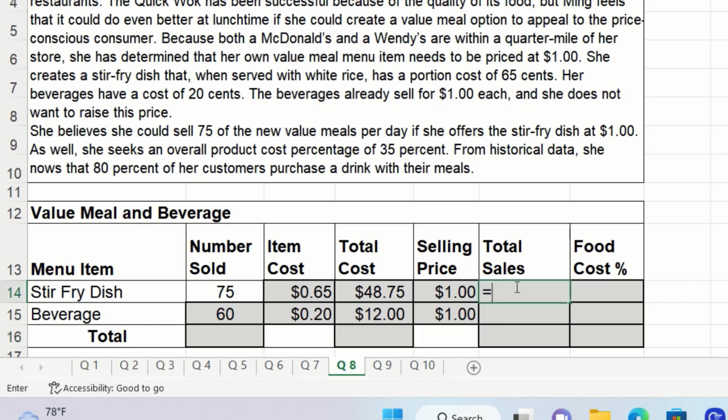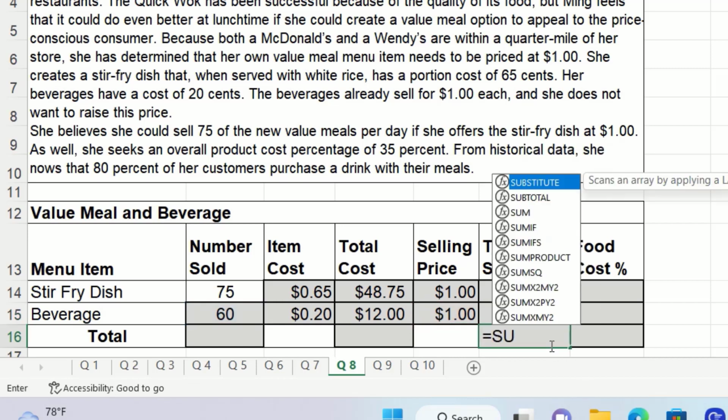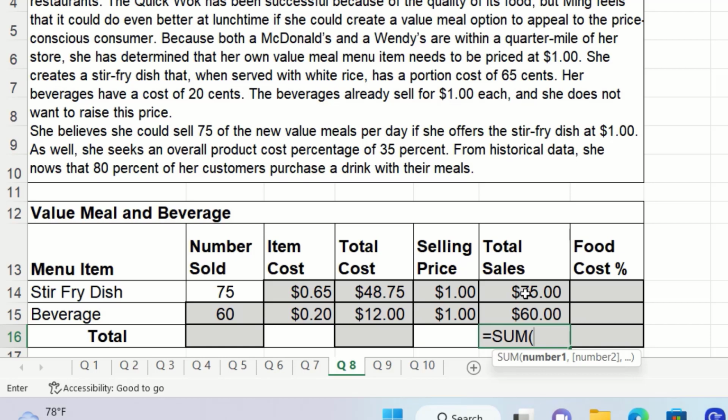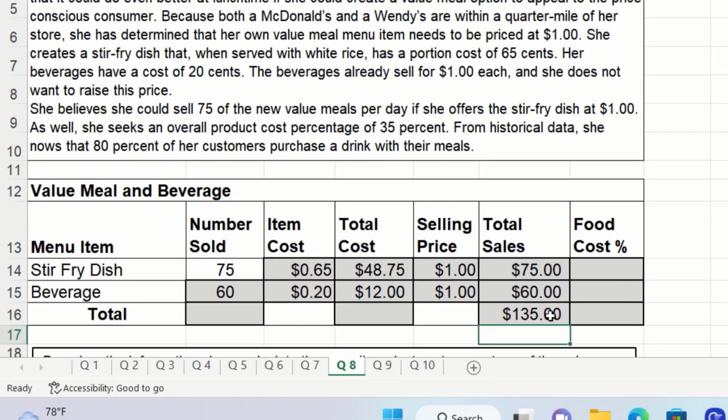So that's going to give us total sales of, if we take our 75, multiply that by our dollar. Same thing for our beverages. We are going to take our 60 items sold by the dollar. All right, so we're going to have total sales of $135, and that's going to cost us $60.75. So let's check out and see what our food cost is.